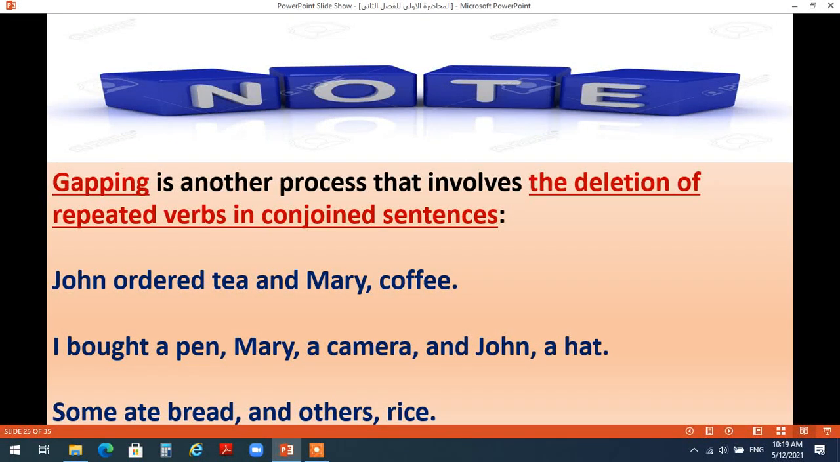كذلك الحال بالنسبة للمثال الثالث Some ate bread and others rice. هنا أيضا نفس الفعل اتكرر اللي هو the verb ate، لذلك لا داعي لأن أكرره مرة ثانية وإنما أحذفه من العبارة الثانية وأضع بدلا عنه الفارزة. هذه الفارزة تدل على أنه كان هنالك شيء وحذفناه لسبب مهم، وهو أنه كي نتجنب عملية التكرار غير المحبذة في اللغة الإنجليزية.